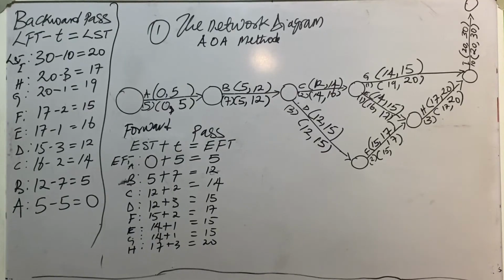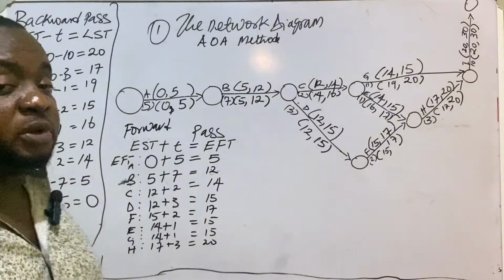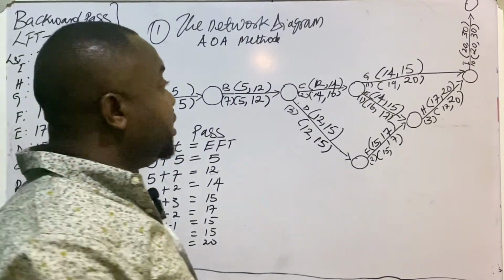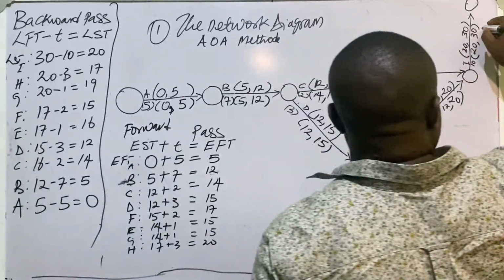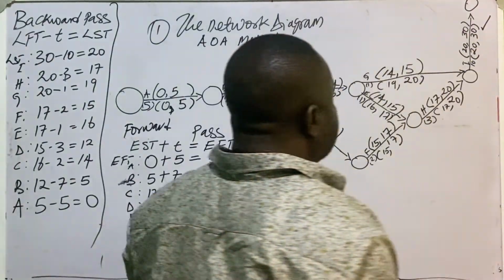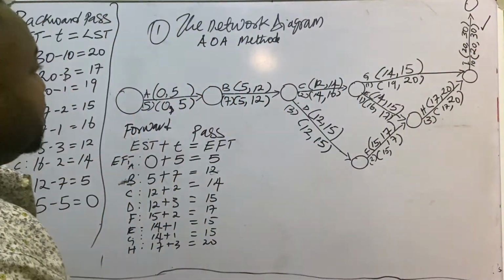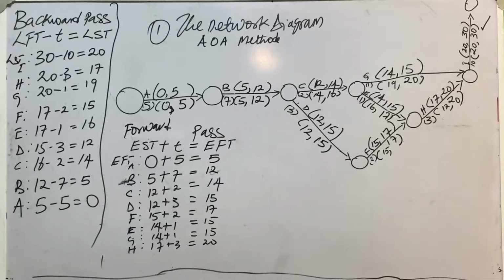So having done this, we have essentially computed the forward and the backward pass, and we can see that the minimum project completion time is 30, which is the duration of the longest path. So the next thing will be to demonstrate, to show our critical path.